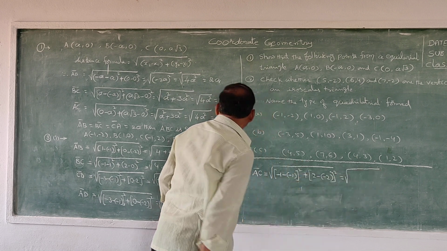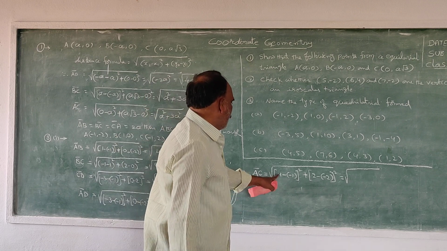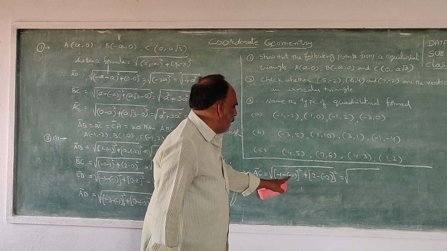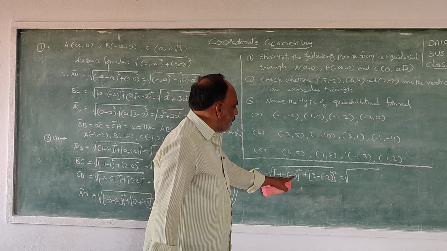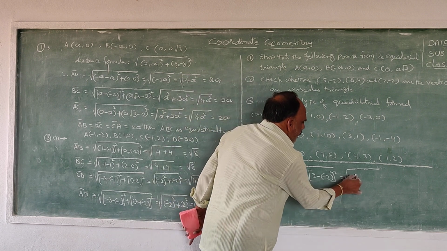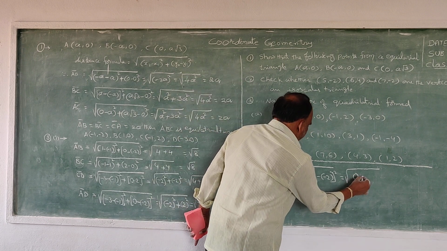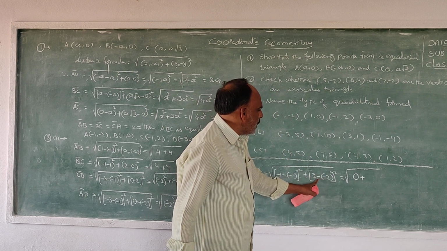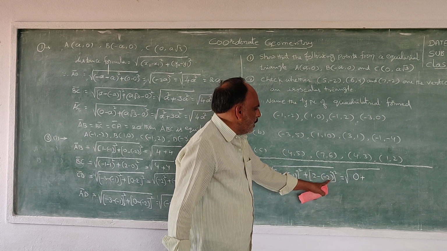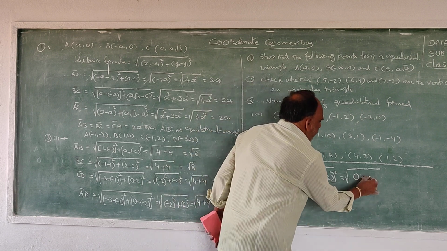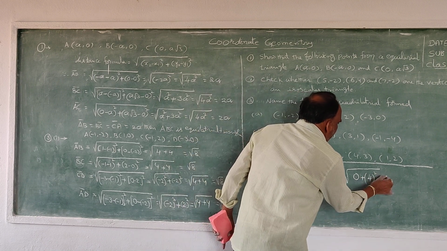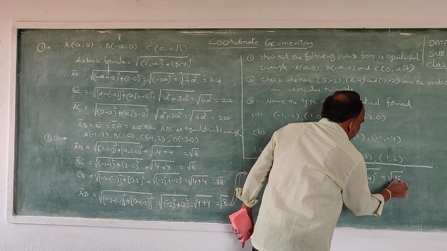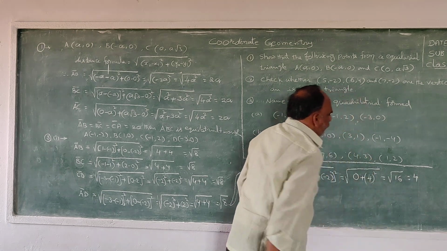That is equal to the square root of minus 1 minus minus 1. So minus 1 plus 1 is 0. 0 square is equal to 0. Plus 2 minus minus 2. So 2 plus 2 is equal to 4. 4 square. That is equal to root 16, which is equal to 4.